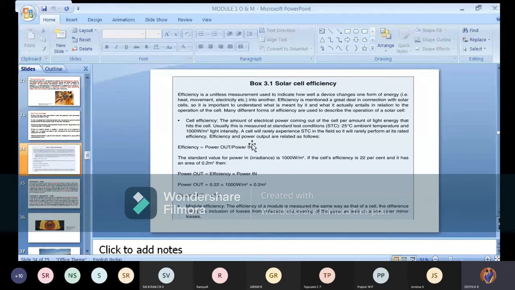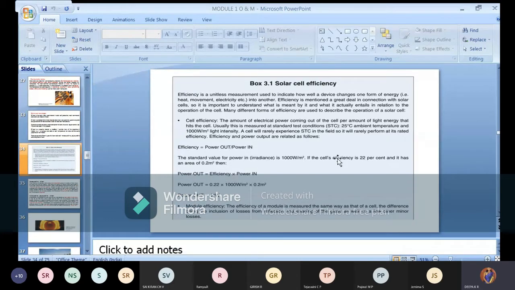Efficiency and power output are related as follows. First, efficiency is equal to power output by power input. Please note down this problem. The value of power in, the irradiance, is given as 1000 watt per meter square, and the cell efficiency is 22% with an area of 0.2 meter square. Then how much power output are we getting? That we need to calculate. Power output is nothing but efficiency into power in, or you can write efficiency equals power output by power in.